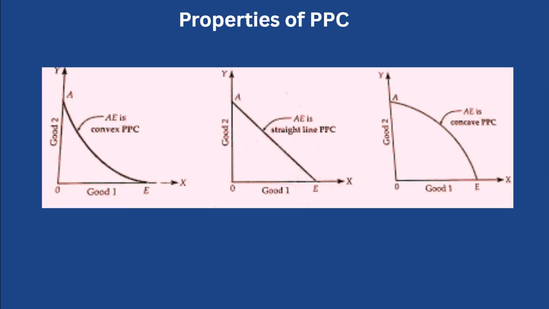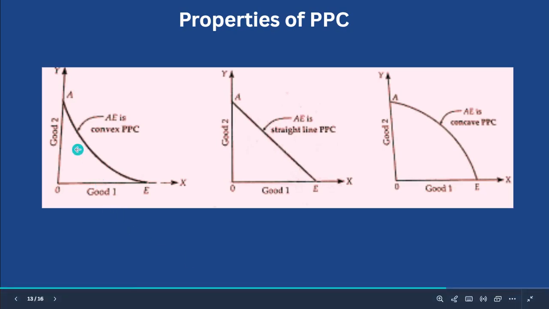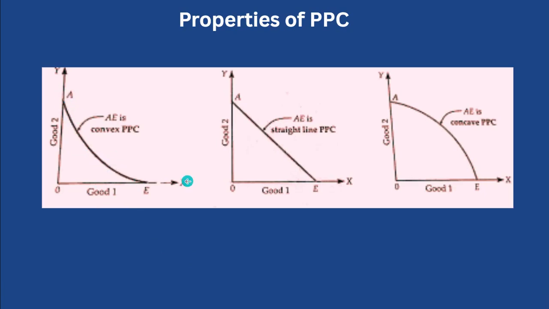The properties of PPC. See, this shape is convex shape. Sorry, this is convex shape. This means your production is completely wrong. You are not using your resources efficiently. You should stop the production when the point is coming like this. And next one is a straight line. So a straight line is not possible.